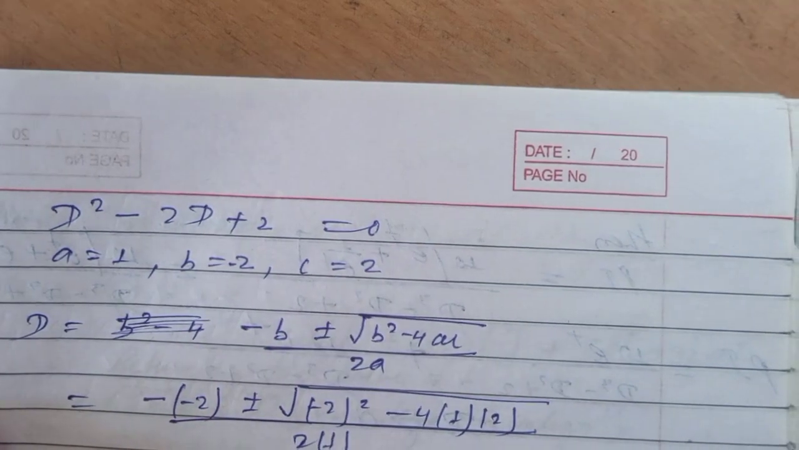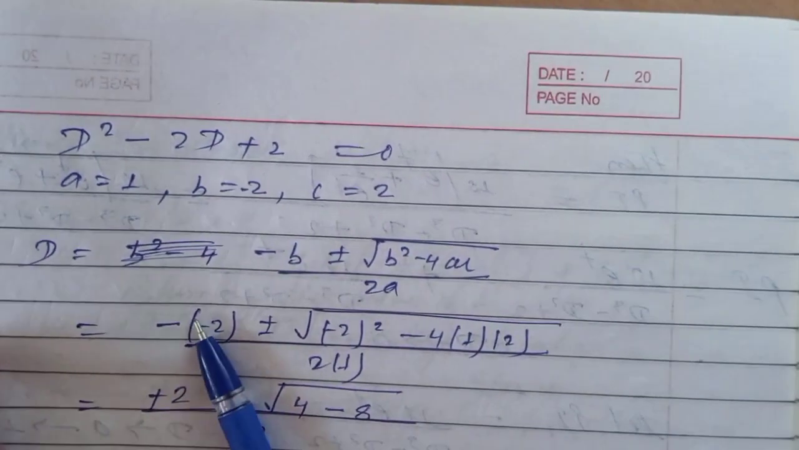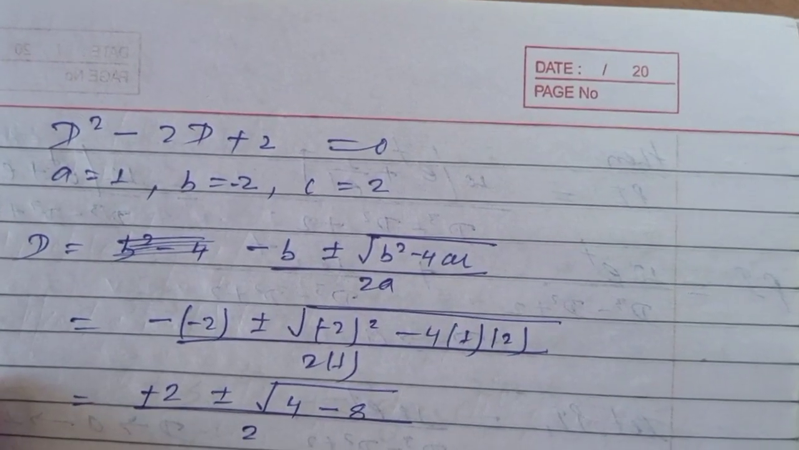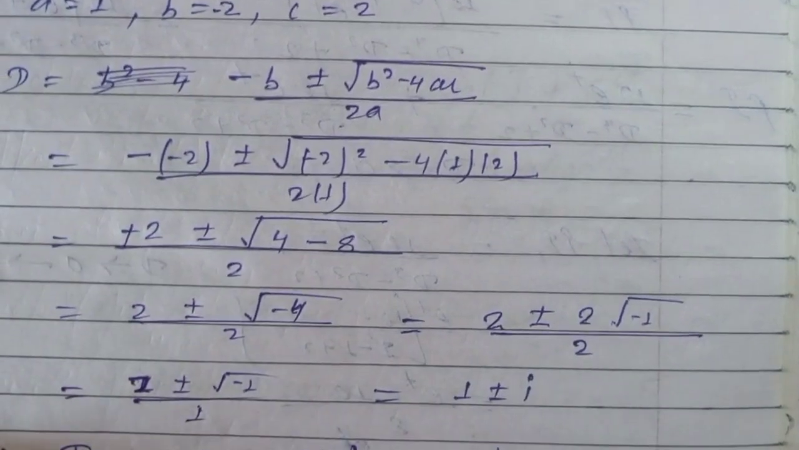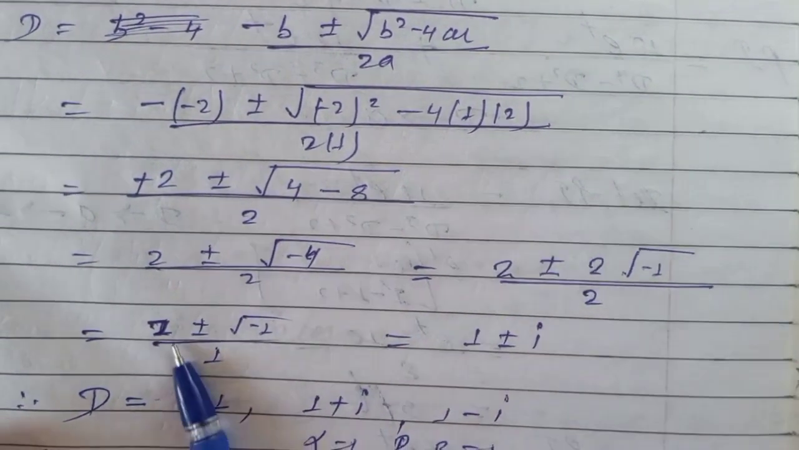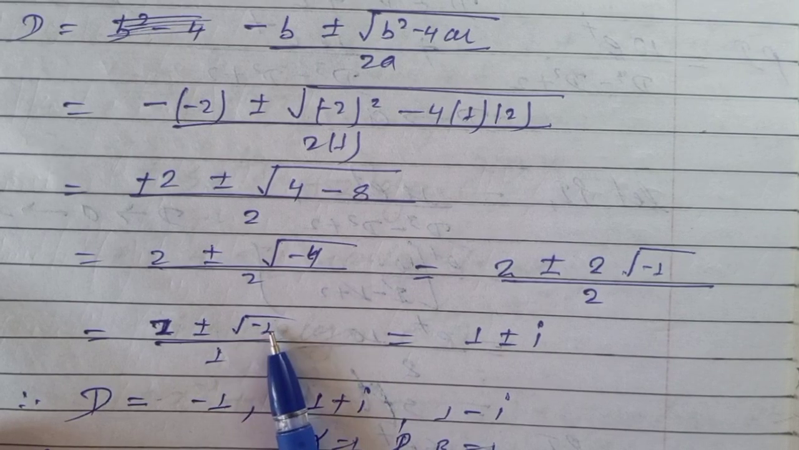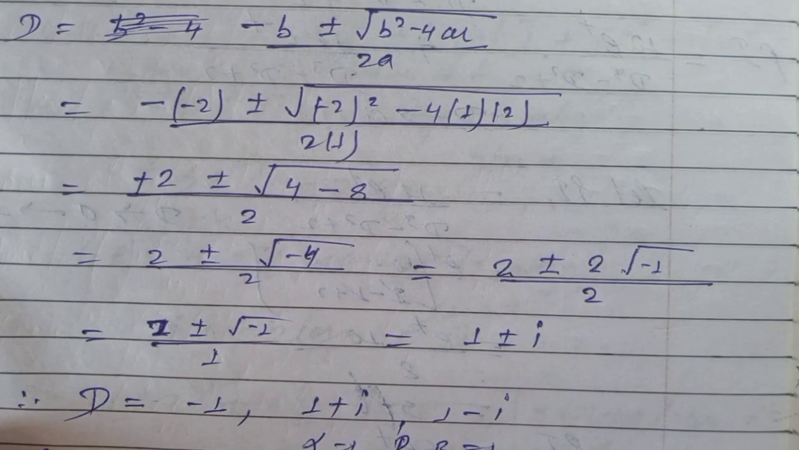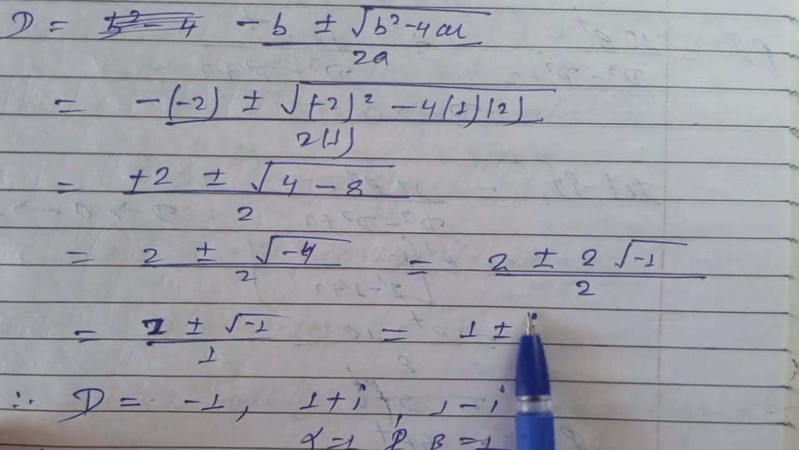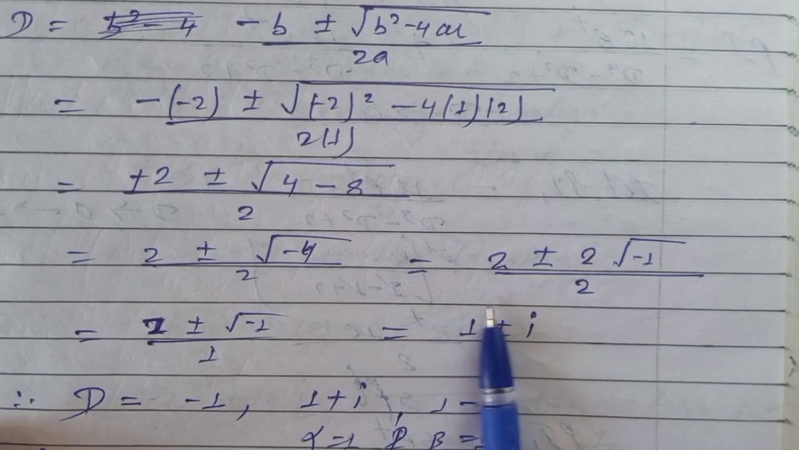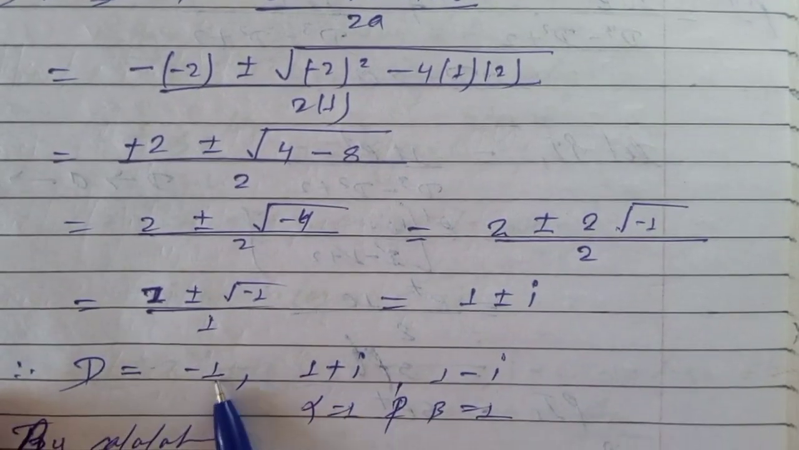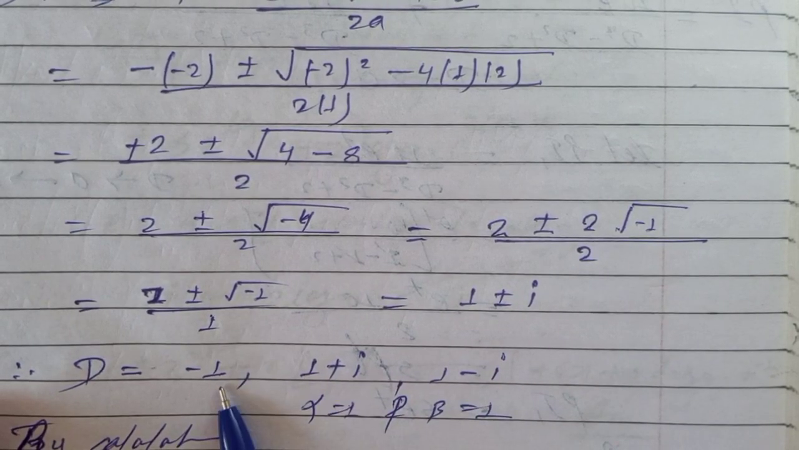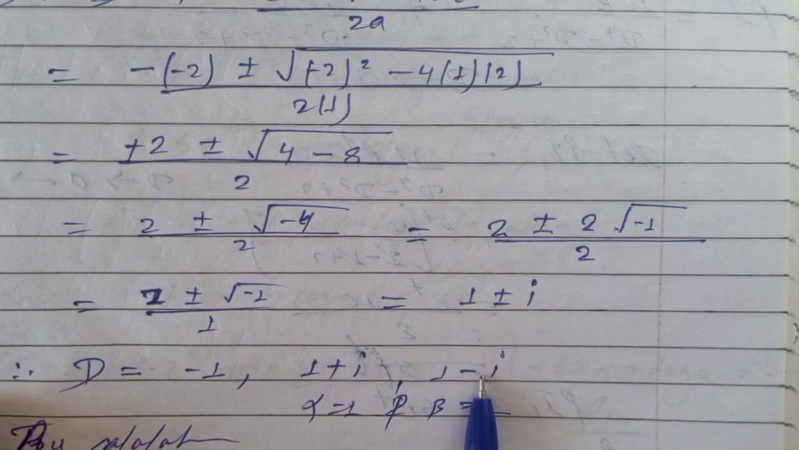Then we will apply our formula to get the two roots, that is D equals minus b plus minus root under b square minus 4ac by 2a. And solving this, we got our other two left roots, that is 1 plus minus root under minus 1 divided by 1, that is 1 plus minus root under minus 1, and root minus 1 is i. So it is 1 plus minus i. And previously we had got one root, and from here we got two roots, out of which one root is real but two roots are imaginary.